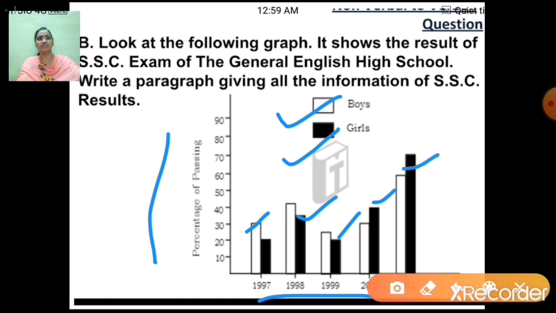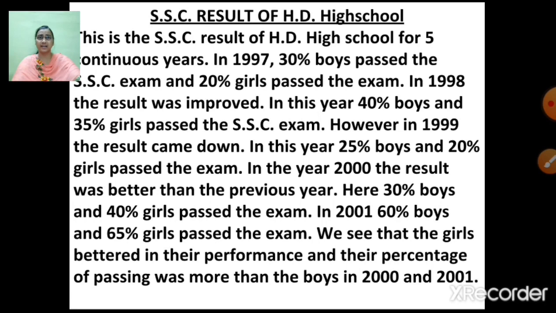Now like in this case, this empty box is for boys. This black box shows for girls. Now this axis shows percentage of passing, and the below axis shows the year, in which year how many boys or how many girls have passed. And these are the graphs. Okay, these are all graphs which show in which year how much progress has taken place, right? Now let's see how we can write the paragraph. Let's look at the answer.